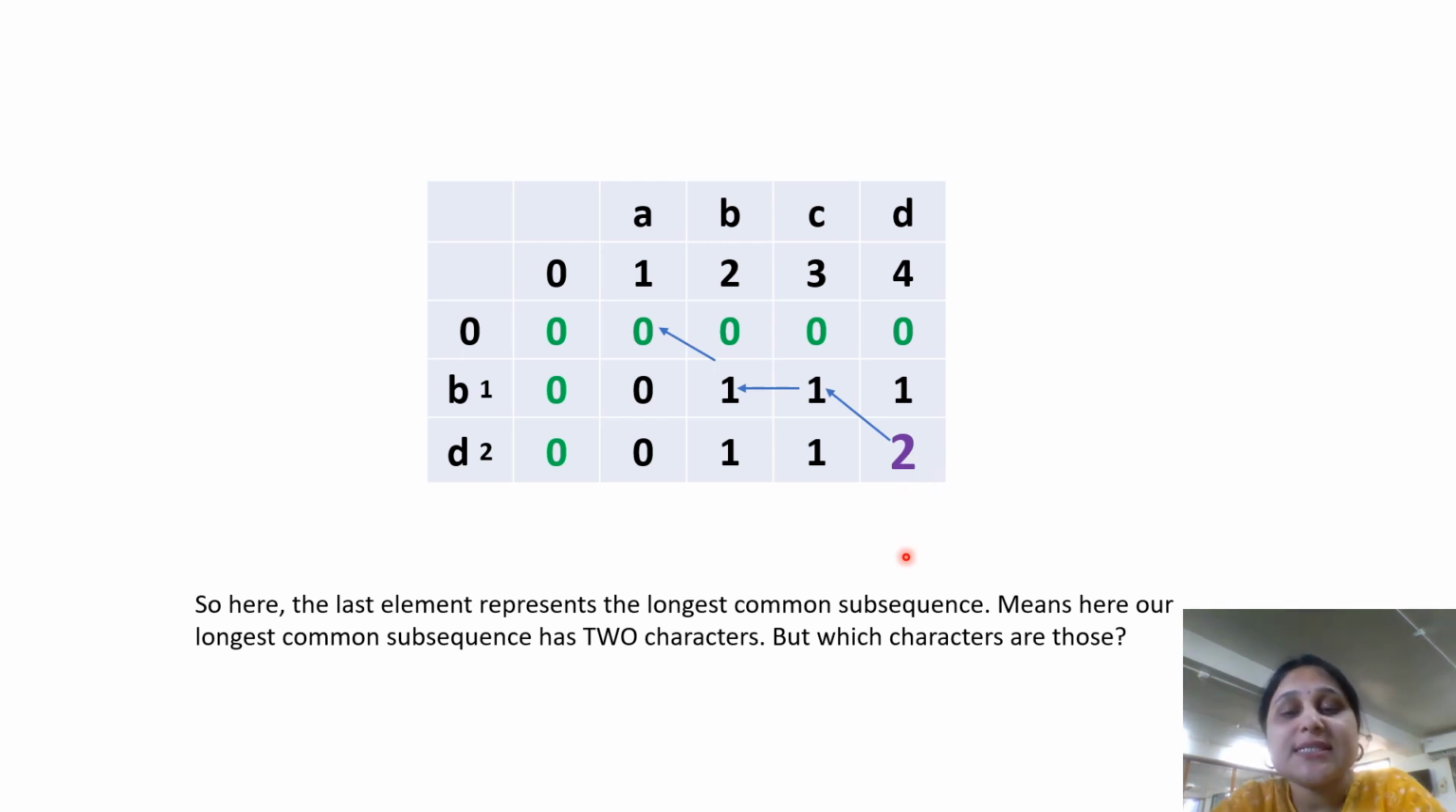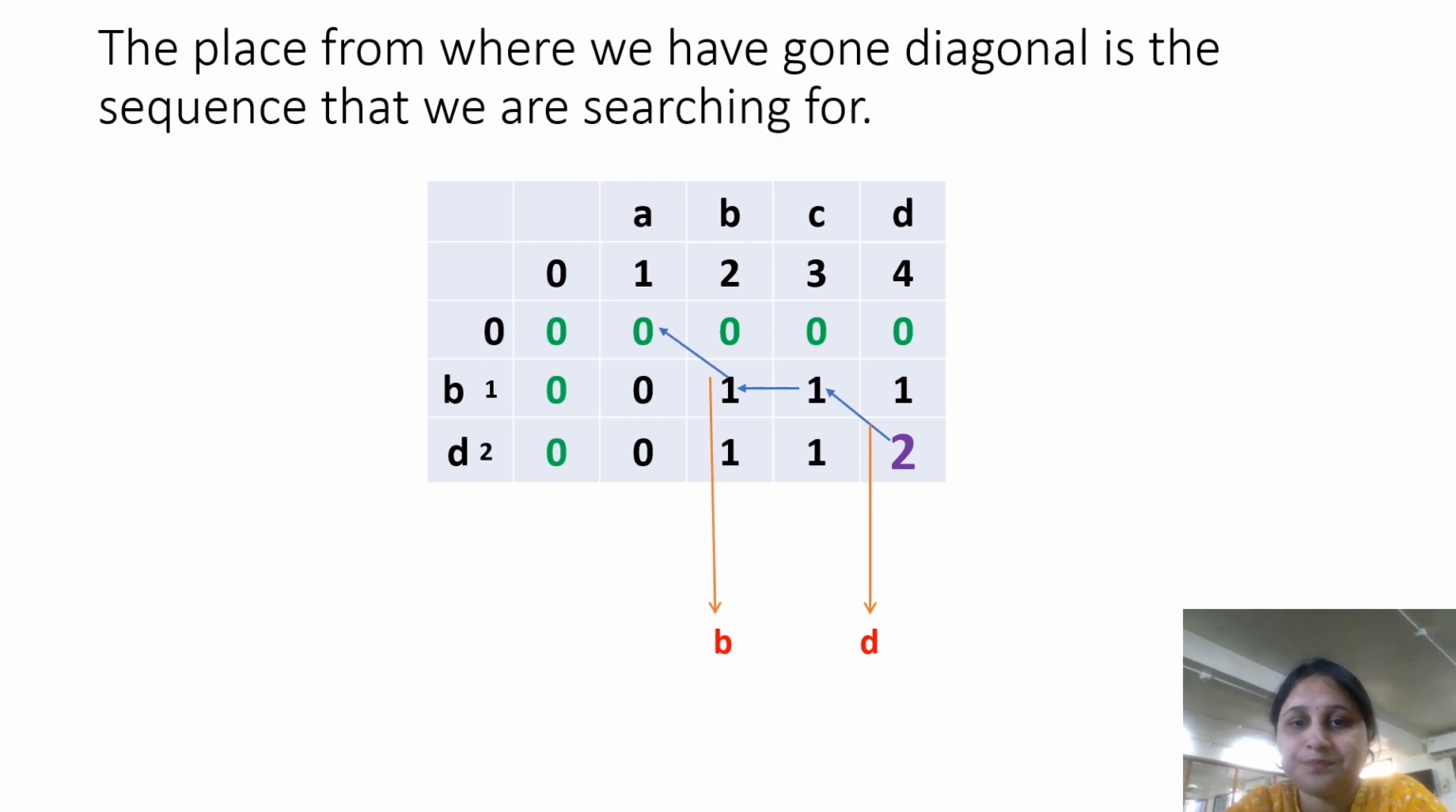Now which one is the second character? How did we get this one? By diagonally adding 1 to this 0. The B we have got by diagonally adding 1 to this 0. So the second character of the longest common subsequence is B. So you can see here, B and D are the part of the longest common subsequence character set. The place from where we have gone diagonally is the sequence that we are searching for. Okay, so I hope you have understood this example.